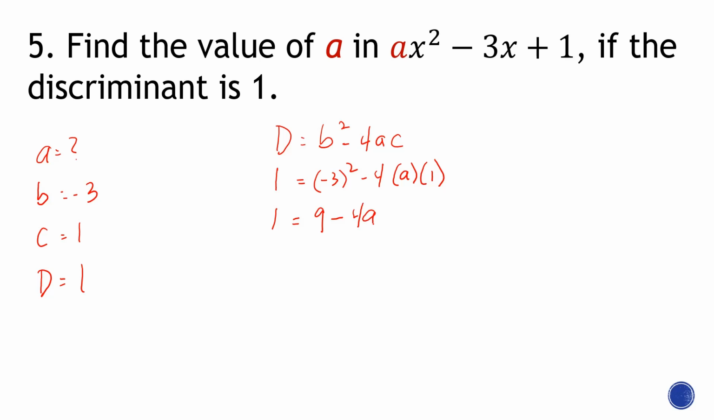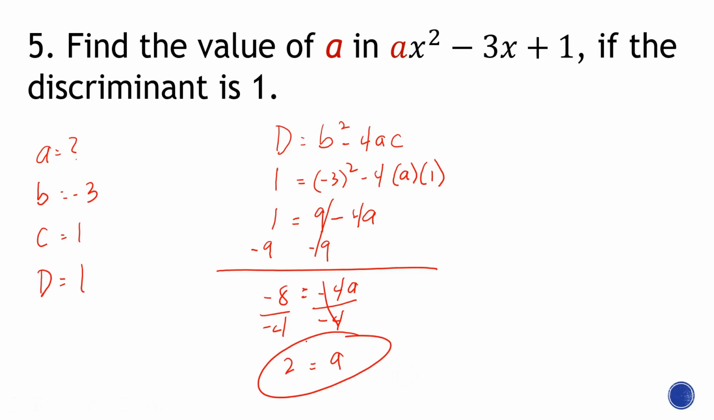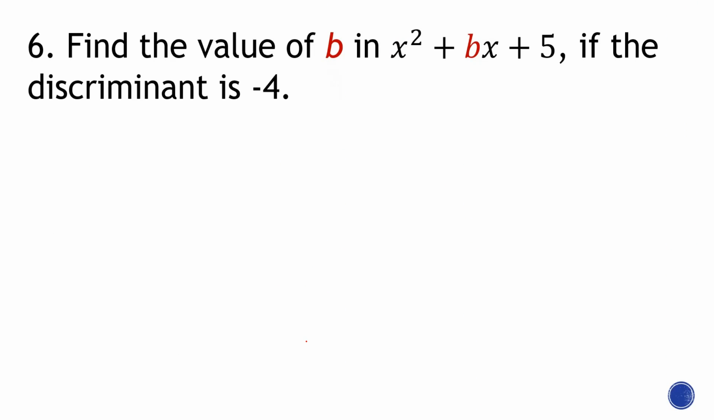That's right. Next step is subtract 9 on both sides. It's -8 equals -4A. Next step is divide by -4. So A is equal to +2. So that's 2x squared minus 3x plus 1, right? Okay, second to the last example, what if B is missing?